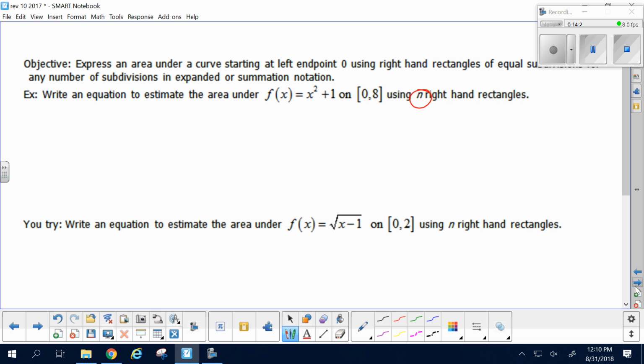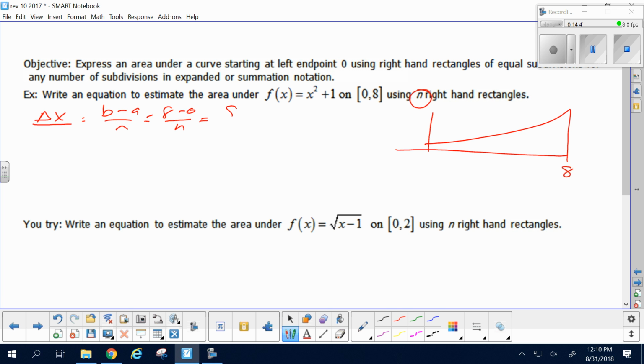So I have this region here, and it's 8 wide, and I'm dividing it into n chunks. Kind of working towards a general, like a computer program that would work for any input value. So, first let's find delta x. What's delta x? B minus a over n, or 8 minus 0 over n. Each width would be 8 over however many subdivisions you've decided. Okay, that's the base of each rectangle.